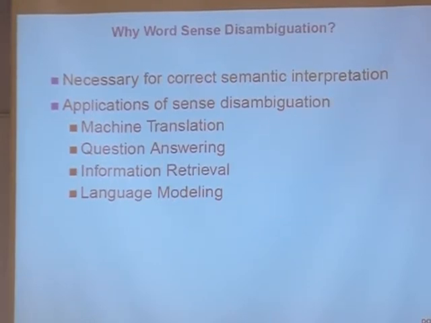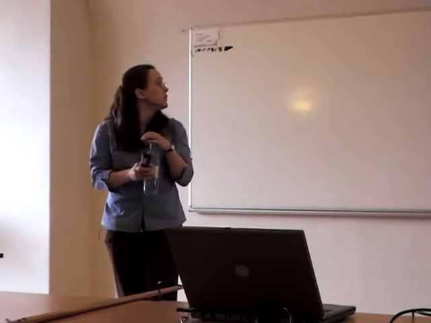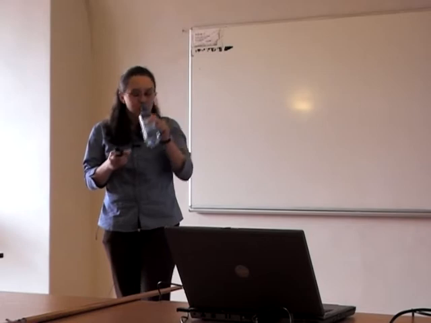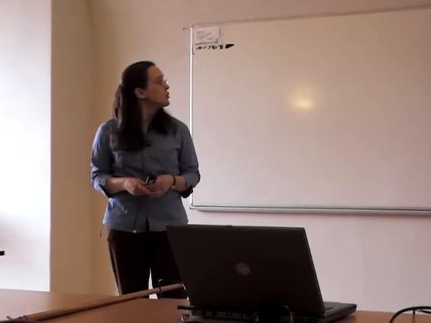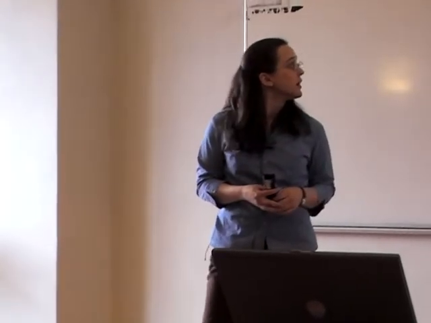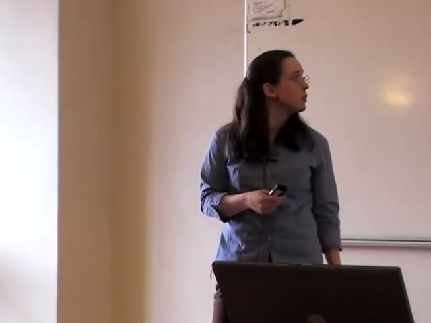So why do we care about word sense disambiguation? The first obvious reason is to do correct semantic interpretation, but there are also a number of applications, such as in machine translation. If the ambiguity doesn't extend across the language, you want to figure out which sense it is before you translate it. Also in question answering and information retrieval, it's good to be able to figure out, again, which ambiguous meaning the word has. And also in language modeling, you can possibly improve performance by knowing which sense of the word is coming in.